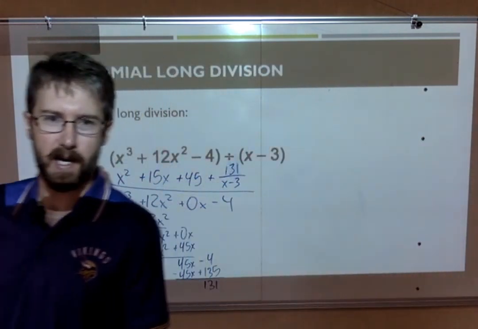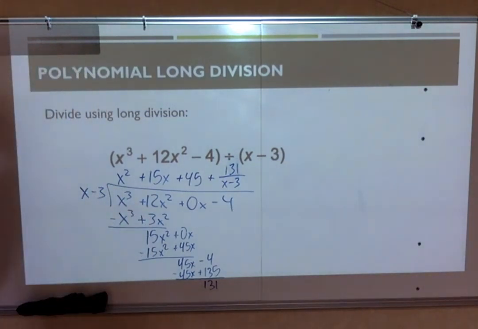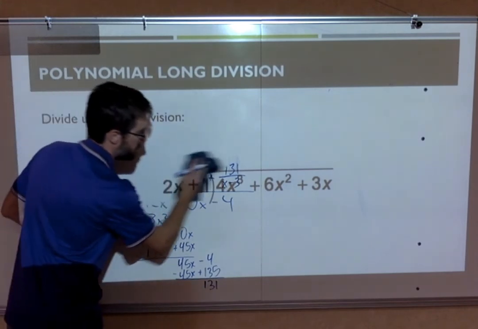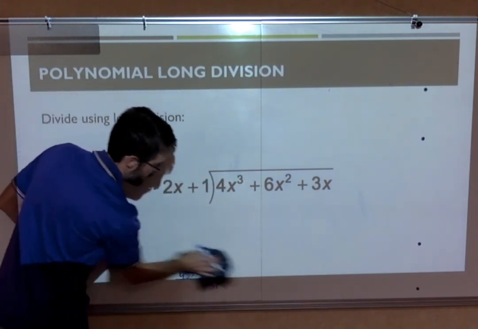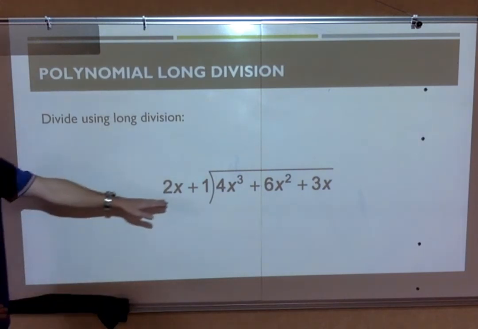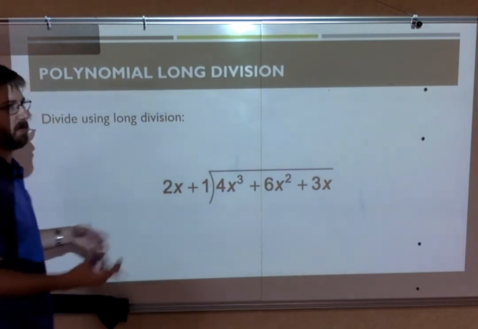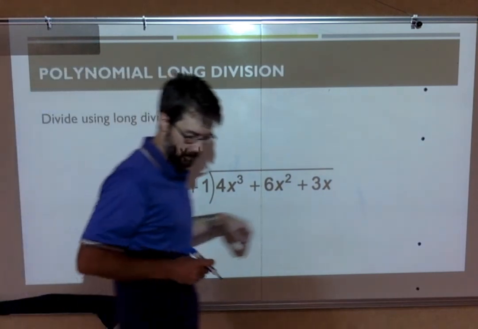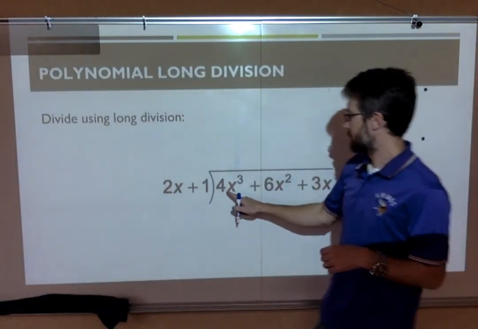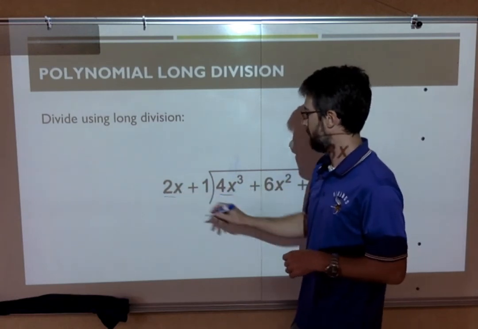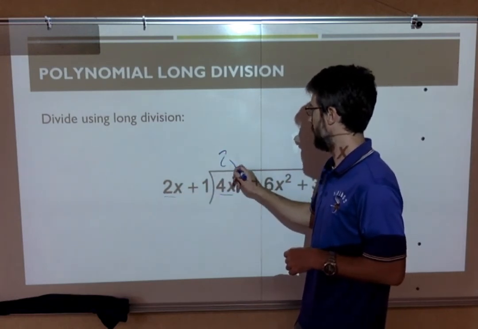All right, one more to pause and then try on your own. This guy, it's already set up. Now this is one that you legitimately can't use synthetic division for because it's not x plus 1. The other ones you could, but we want to practice using long division. So start out first term by first term. 4x cubed divided by 2x is 2x squared.